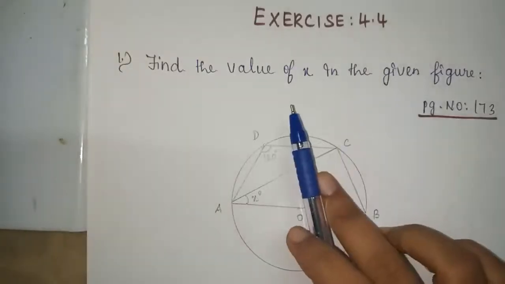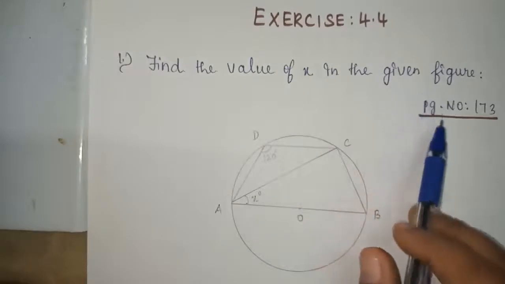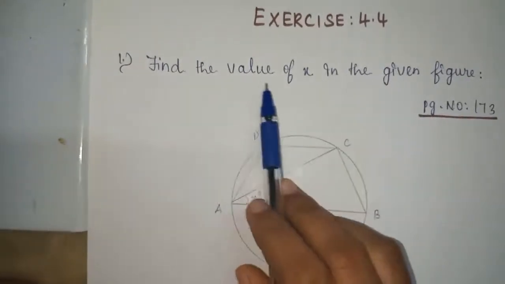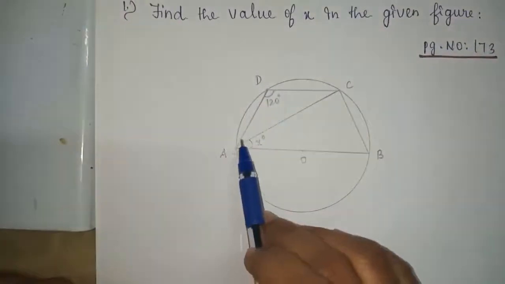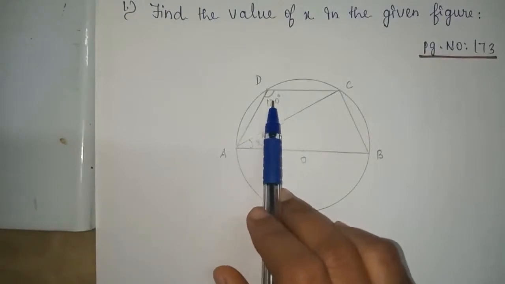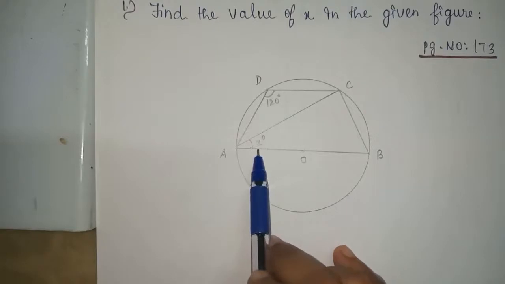Exercise 4.4, problem number 1. Find the value of x in the given figure. It belongs to page number 173. So let us find the value of x. This is the given figure. So we can see it is a cyclic quadrilateral. In this, angle D is given as 120 degrees. You have to find the angle x degrees.